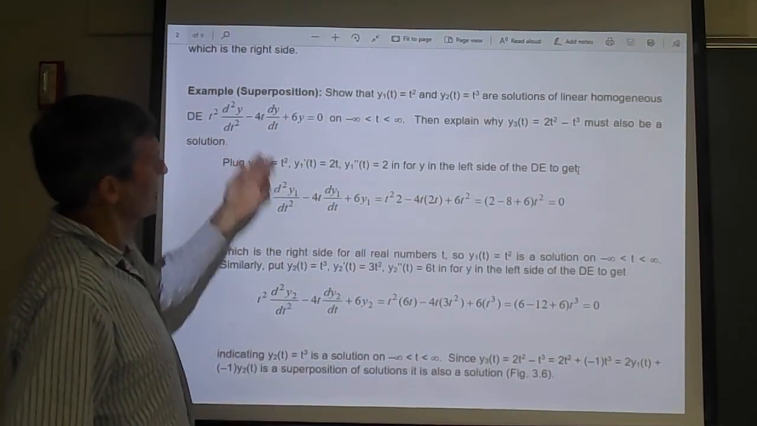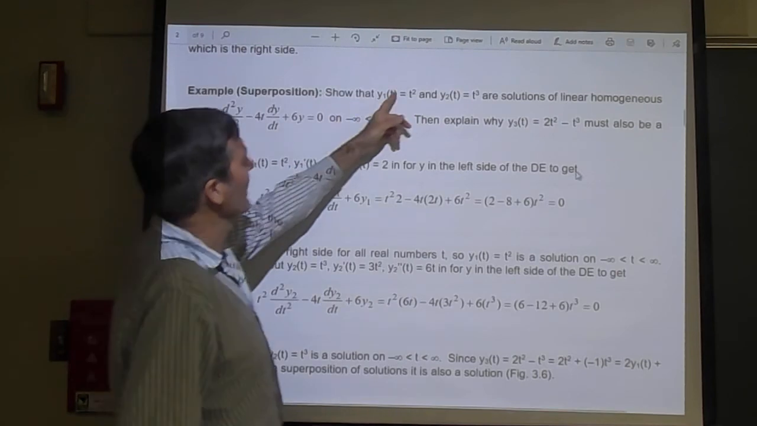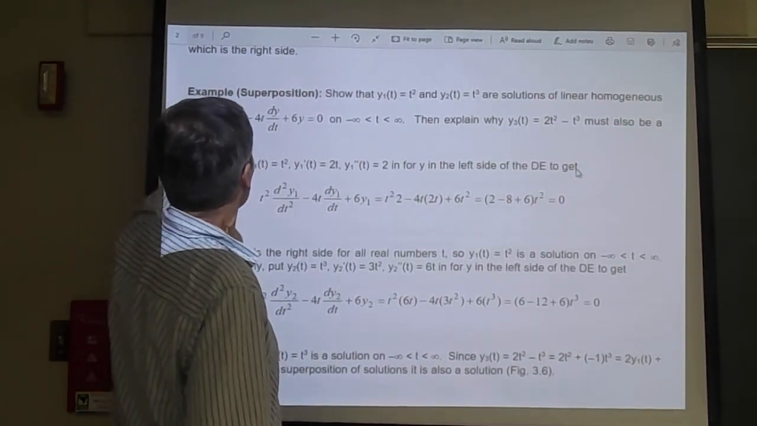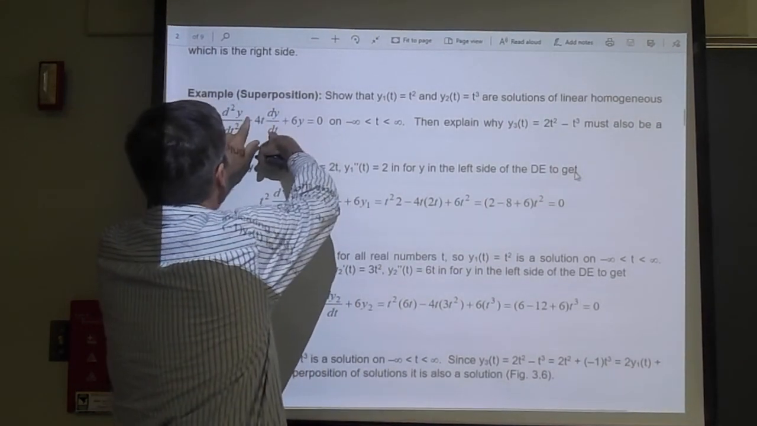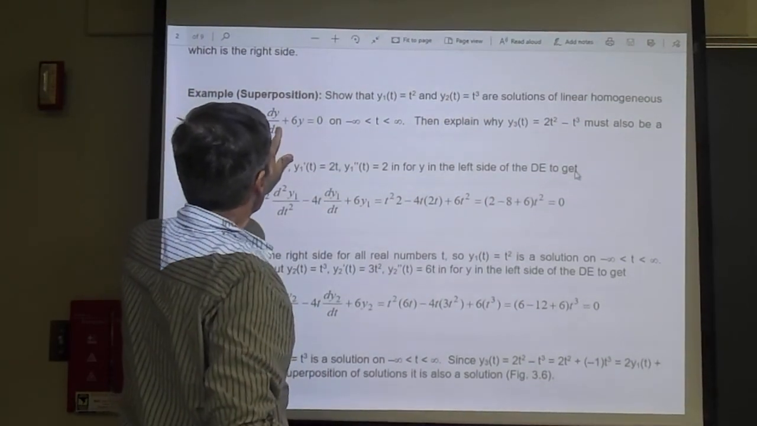And so here's an example. Suppose I just plug in to see that t squared is the solution of this. Remember we just plugged in before, second derivative is 2, so 2 times t squared. And then the first derivative is 2t, so minus 4t times 2t is minus 8t squared.